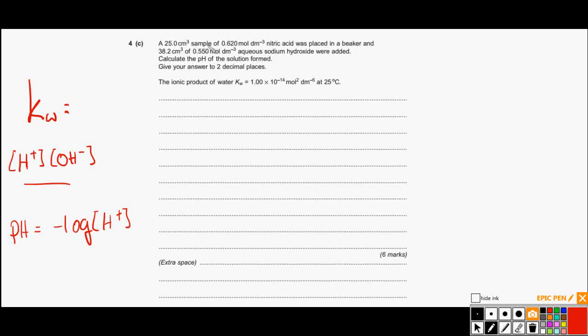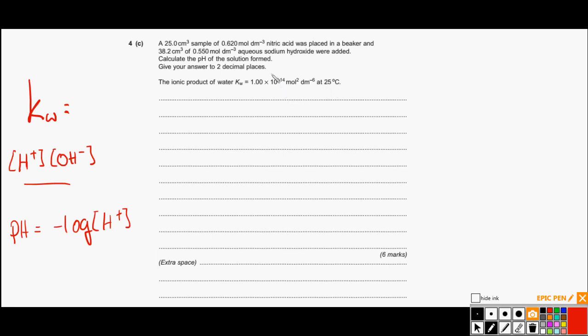A 25 cm³ sample of 0.620 mol/dm³ nitric acid was placed in a beaker and 38.2 cm³ of a 0.550 mol/dm³ aqueous sodium hydroxide were added. Calculate the pH of the solution formed. The ionic product of water, Kw, is 1.00 times 10 to the minus 14 mol² dm⁻⁶ at 25 degrees Celsius. So this is also a 6-mark question.